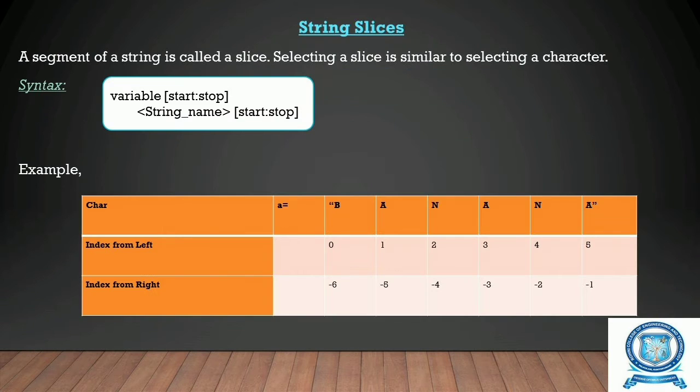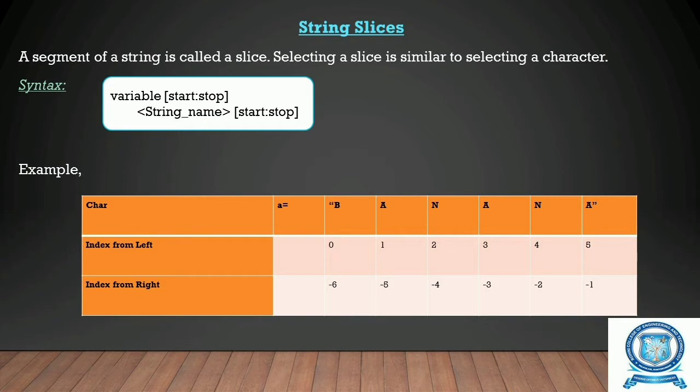Now let us see about string slices. A segment of a string is called a slice. Selecting a slice is similar to selecting a character. The syntax is the string variable name, followed by a start and a stop value, with a colon given in between.